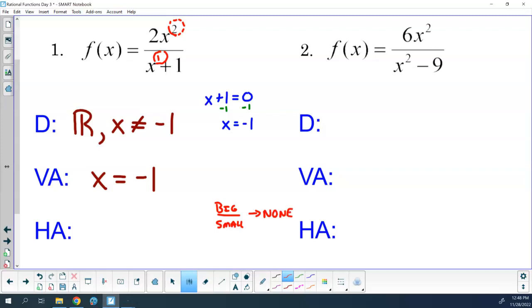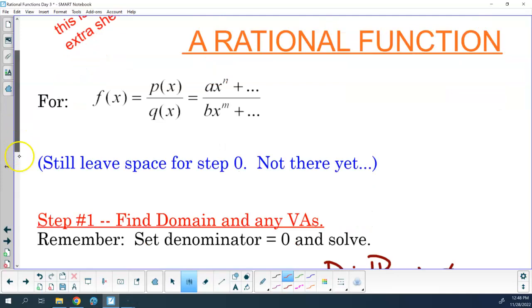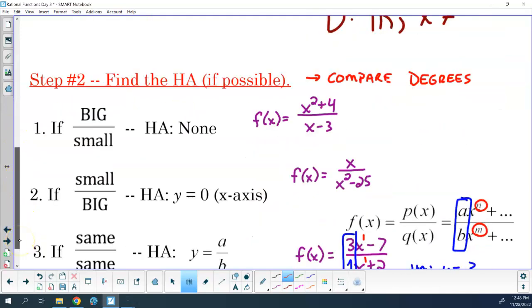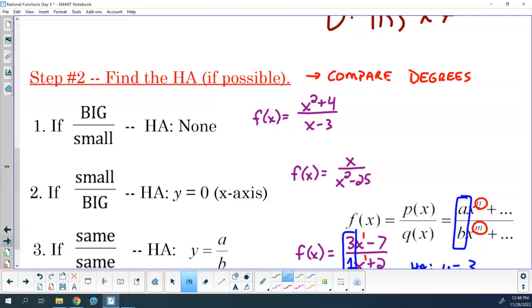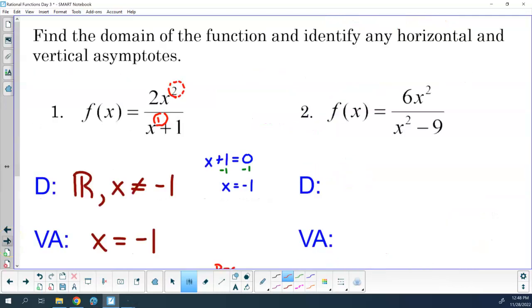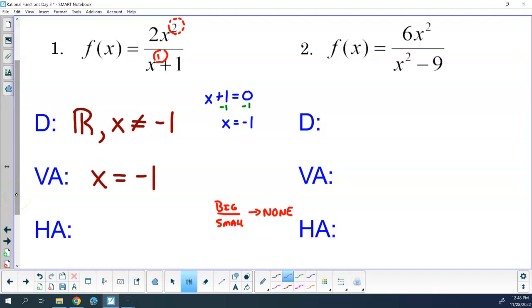I'll go back here a slide. That is a big over small horizontal asymptote. There isn't one. So there, I would write none. I can't write y equals 0 there because y equals 0 would be an actual horizontal asymptote. So I write none. Okay?